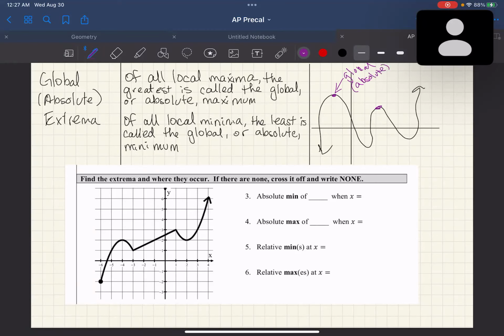And the same thing for my minimums. Here's one minimum, here's another minimum, but this one is lower. So this is my global or absolute minimum.